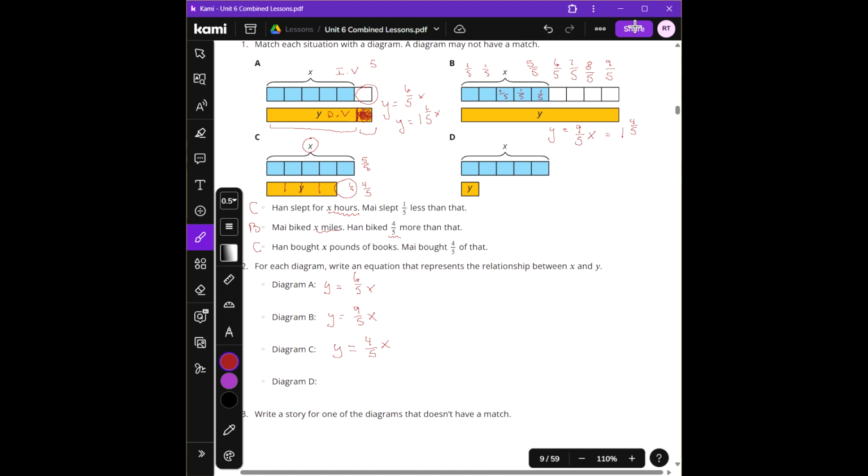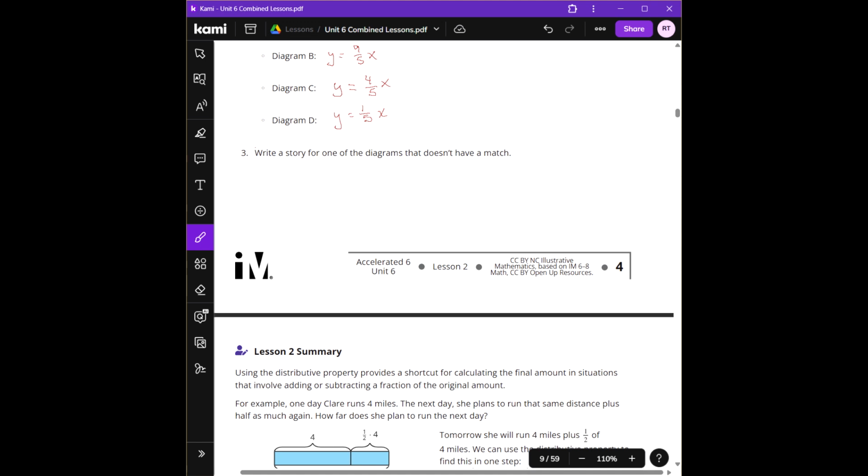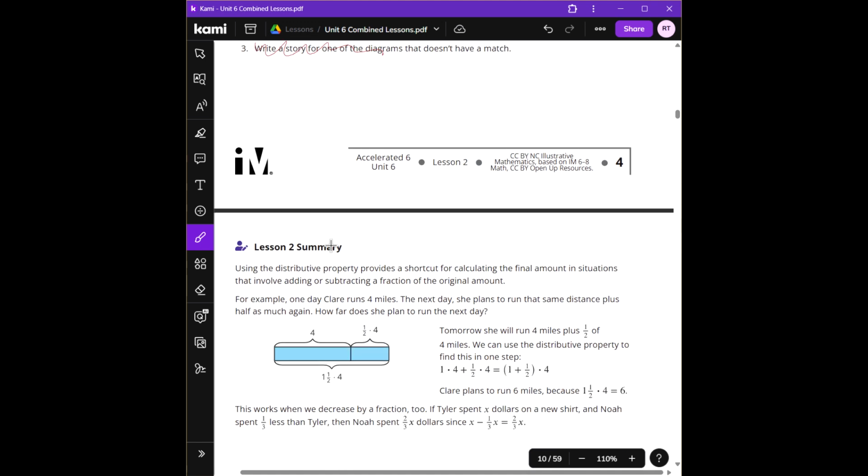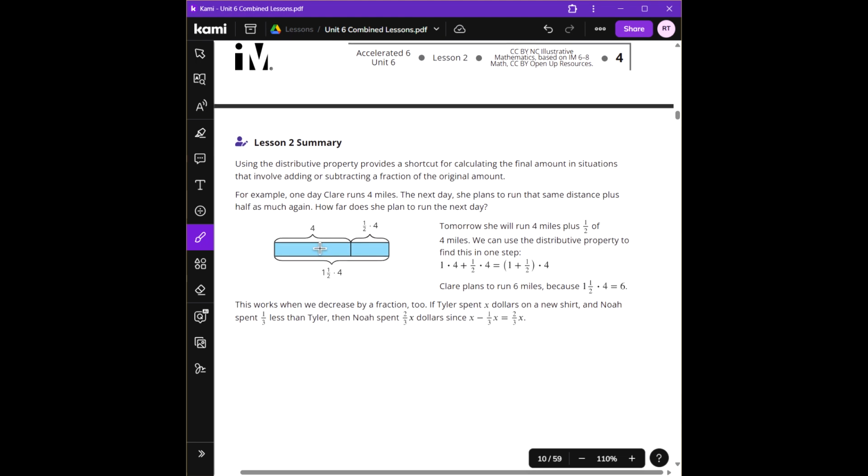So here, the last one, y is equal to, all right, I have my x. This is 5/5. So this right here is 1/5 of x. So y is equal to 1/5 of x. For number 3, we're going to go ahead and skip that. And then we have this problem right here.